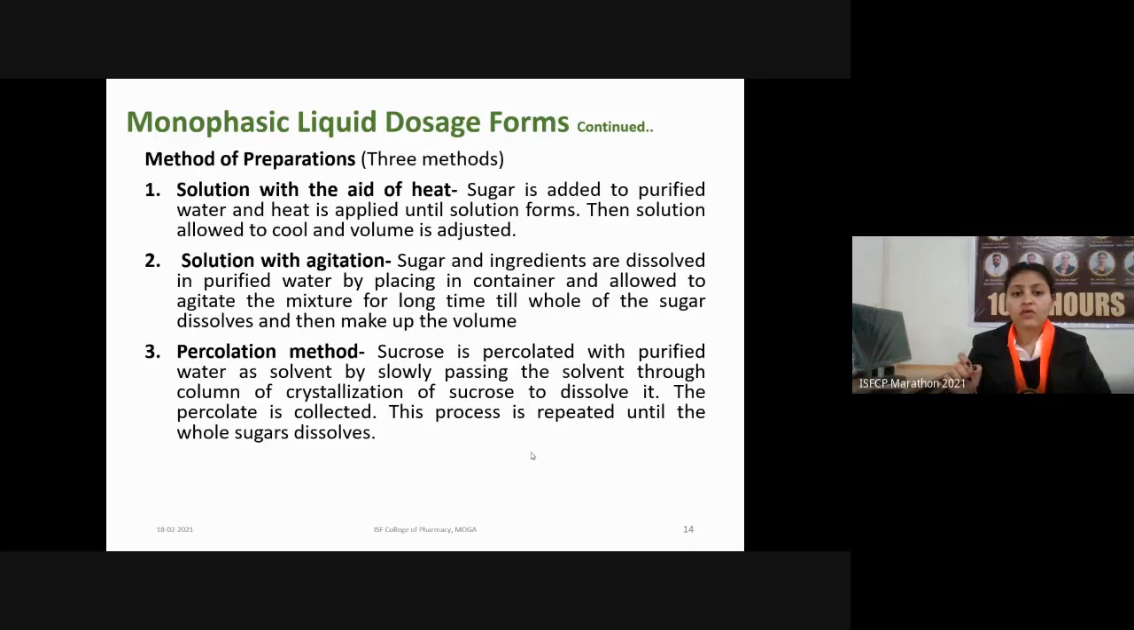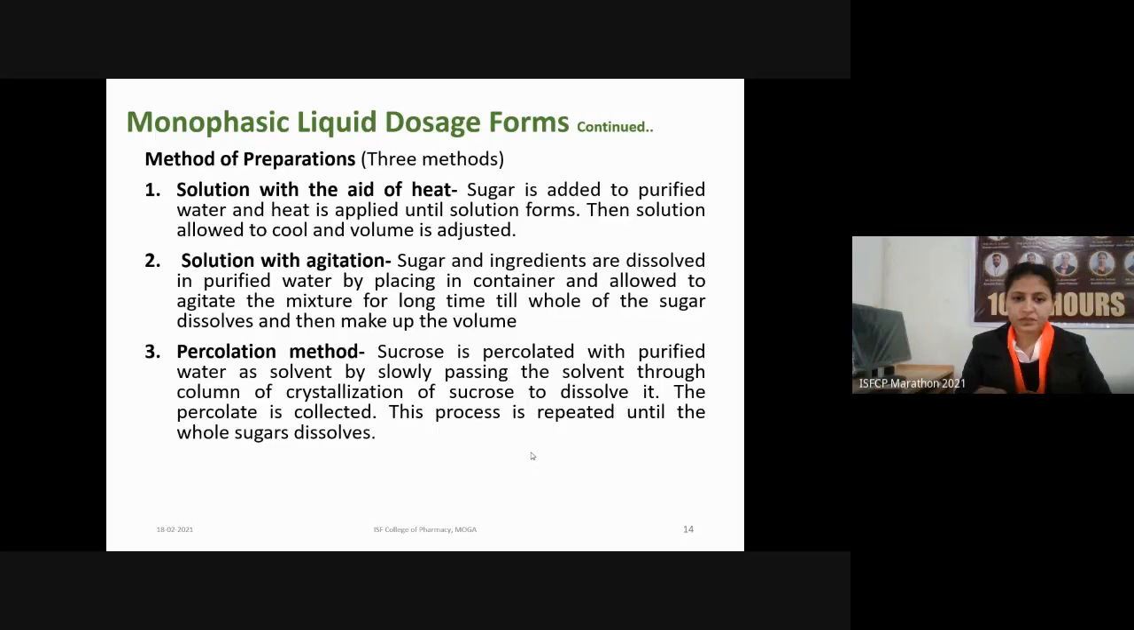One precaution should be taken while making the syrup through this method: after heating the sugar in the water until the solution is formed, we should not cover the solution with a lid.